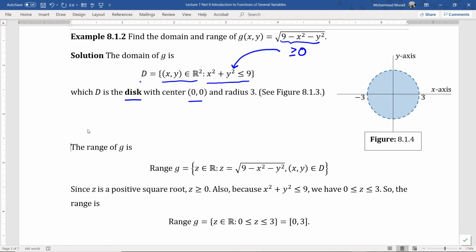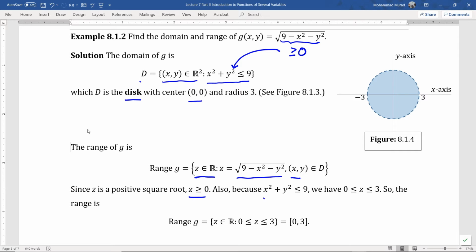The range of G is the set of all real numbers z such that z equals the positive square root of the quantity 9 minus x squared minus y squared, where the pair x, y is in the domain D. Since z is a positive square root, it has to be non-negative.